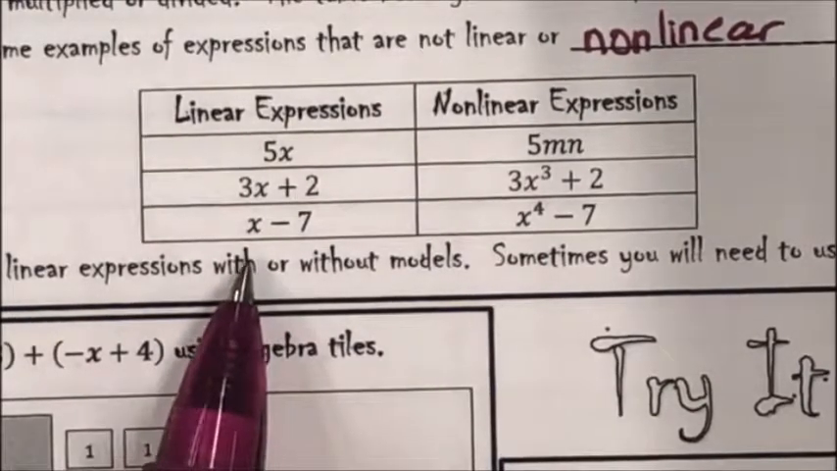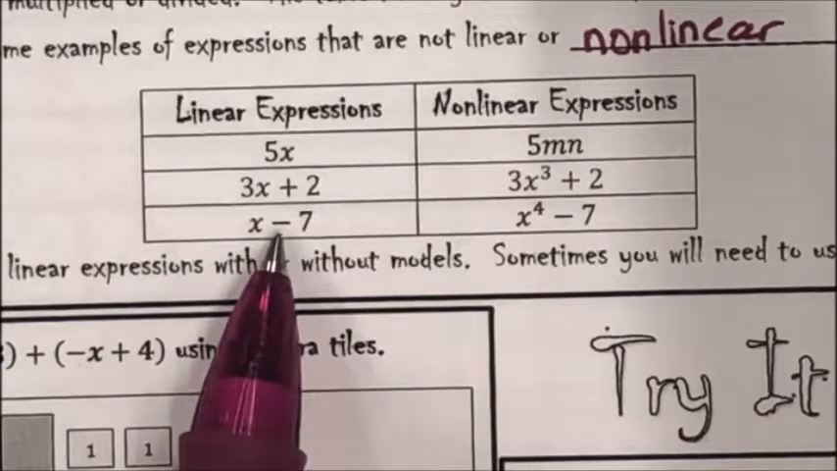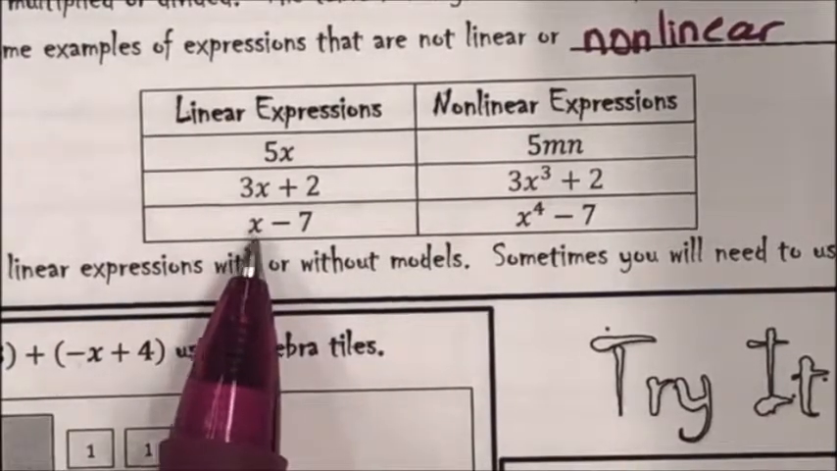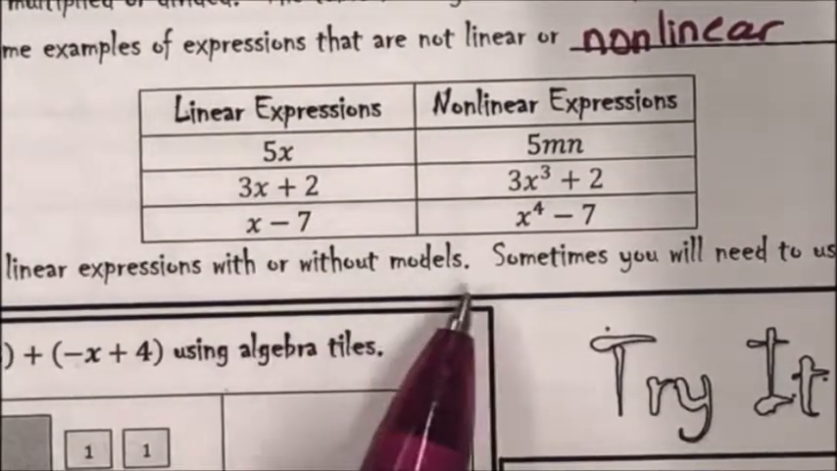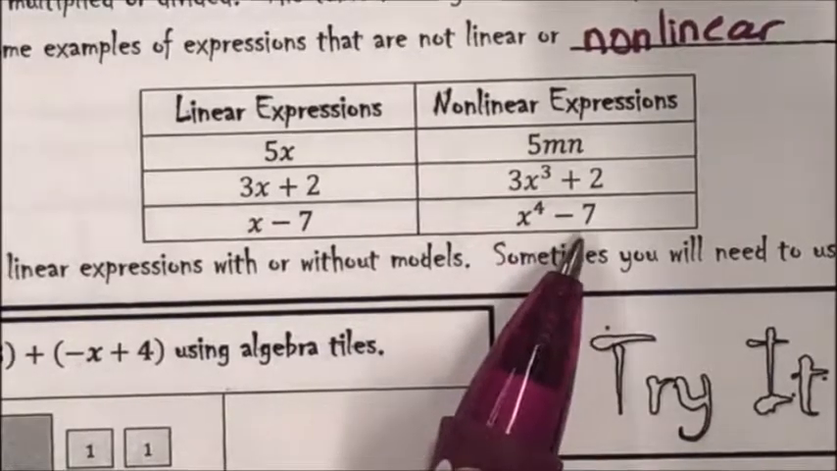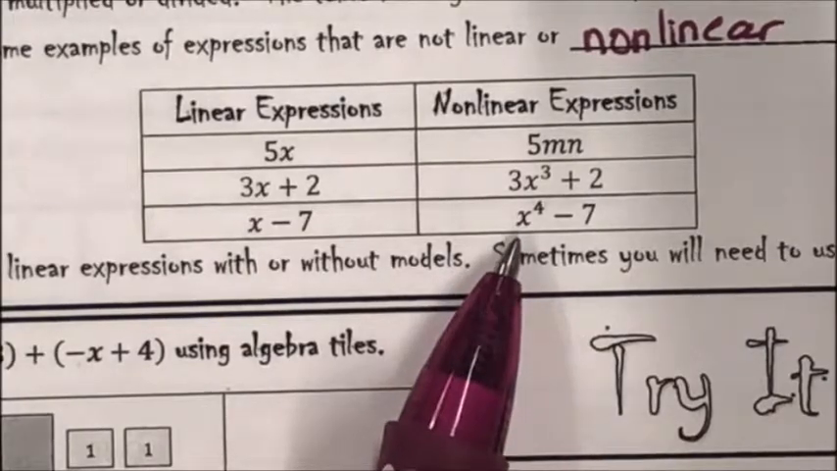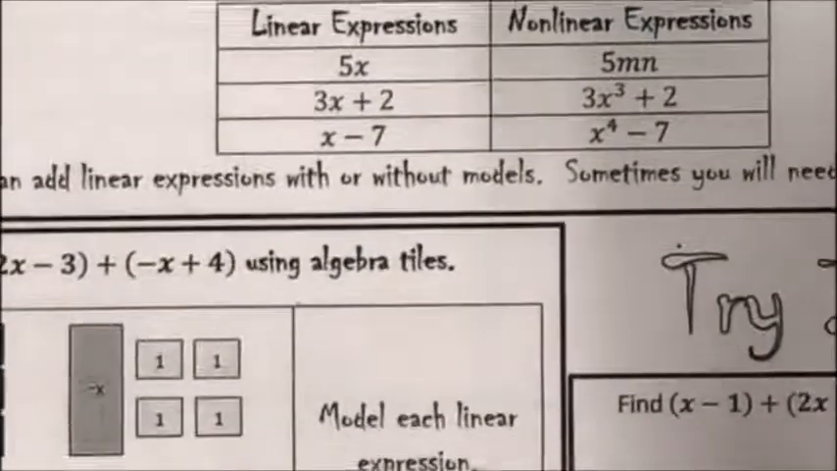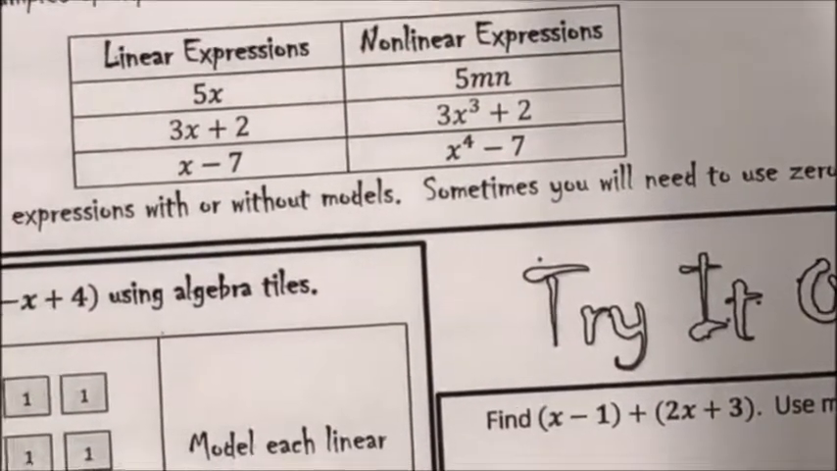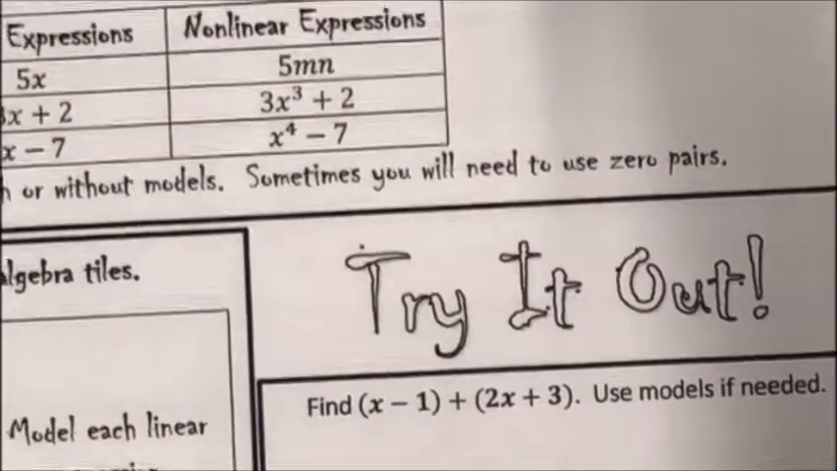Another example of a linear expression is x minus 7. Again, I can have a subtraction sign here, and that's fine. My x and my 7, I'm not multiplying them by anything else. It's just x minus 7. X to the 4th minus 7, though, is not a linear expression because x to the 4th is raised to a power. So you can add linear expressions with or without models. Sometimes you will need to use zero pairs. So let's take a look at an example.